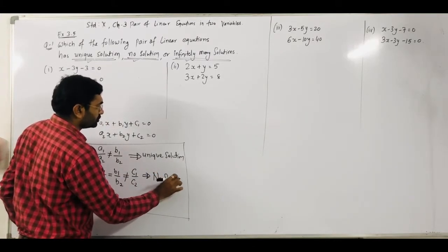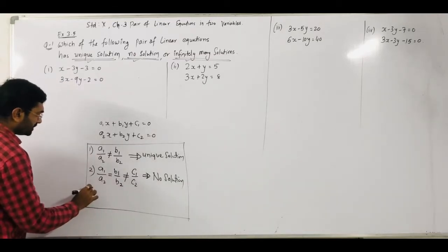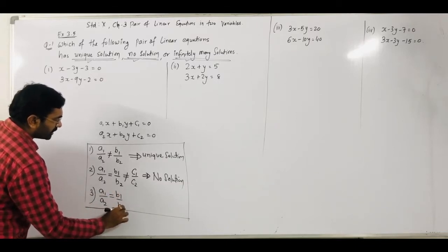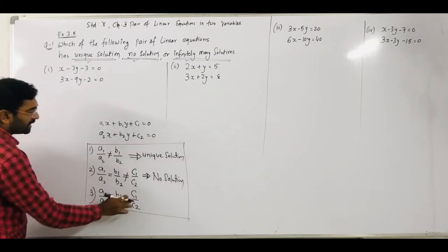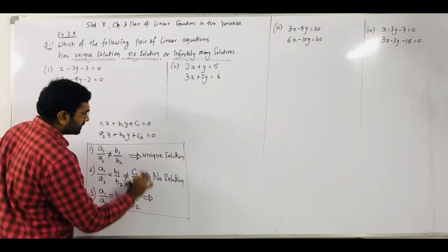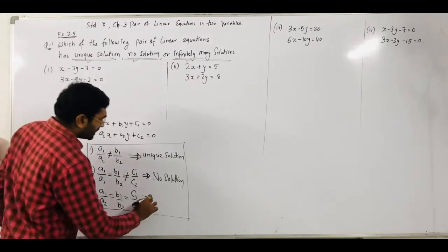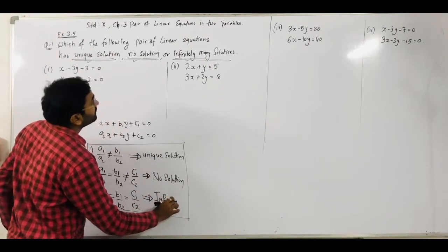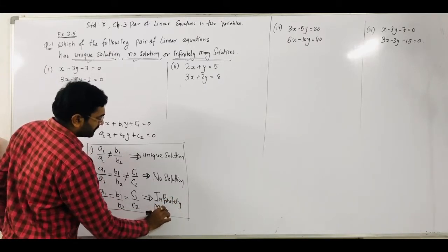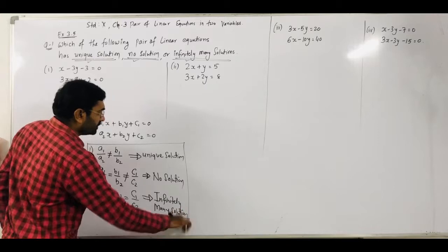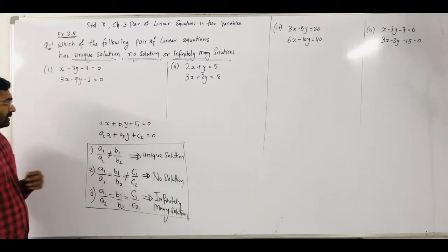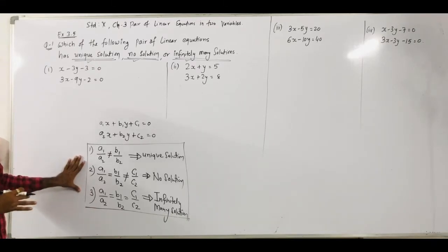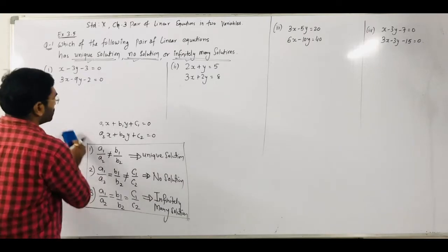Okay, no solution. And the third case, in which the a1 upon a2 ratio, the b1 upon b2 ratio and the c1 upon c2 ratio are all equal; then in that case we can say our given linear pair of equations has infinitely many solutions. Okay, so you have to remember these three conditions for unique solution, no solution and infinitely many solutions. There are three conditions. Okay, now that way we have to solve the given question.